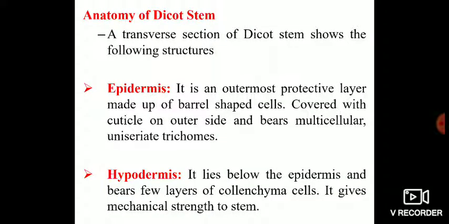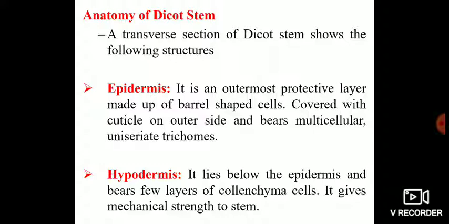Dear students, today we will start with the anatomy of individual plant organs separately for both dicots and monocots to explain some of the important differences in the anatomies of dicots and monocots. Today our focus is anatomy of dicot stem.